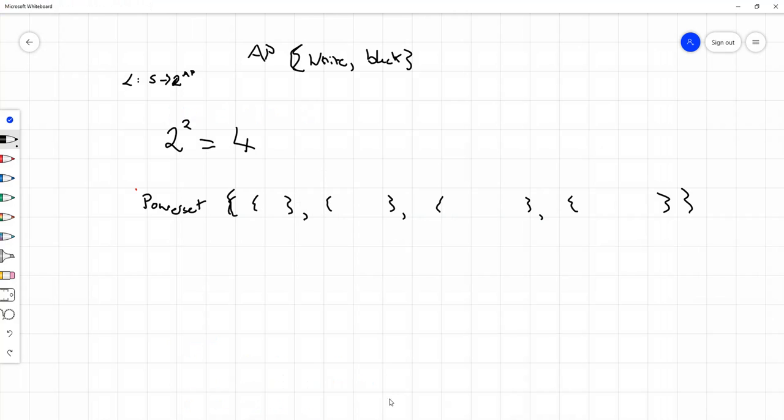In every power set, you always have the possibility of neither, the empty set. That will always be one of your power set. You will also have the ability to have all the atomic propositions true, so you can have white and black. And you also have the ability for one true, so white, or the other, black.